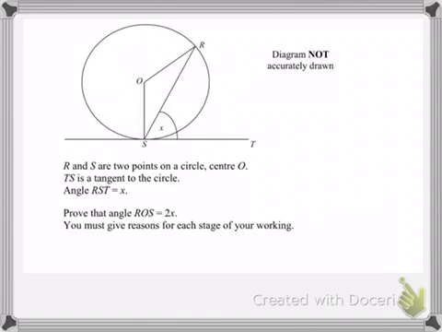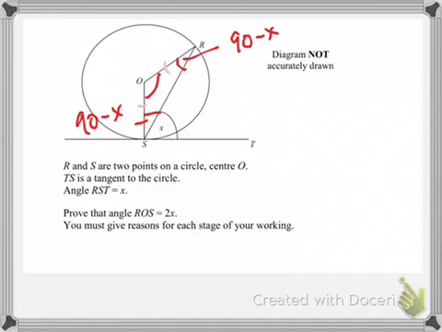Okay, we're asked to prove that ROS is 2x, so we're looking to find ROS. We know that tangents and radius meet at 90 degrees. So that total angle is 90 degrees. Now we know the outside part is x, so to find this inside part, it is 90 minus x. Now we know that this is an isosceles triangle, so both these sides are equal because they're both radius. So we know that the top angle here is also 90 minus x.